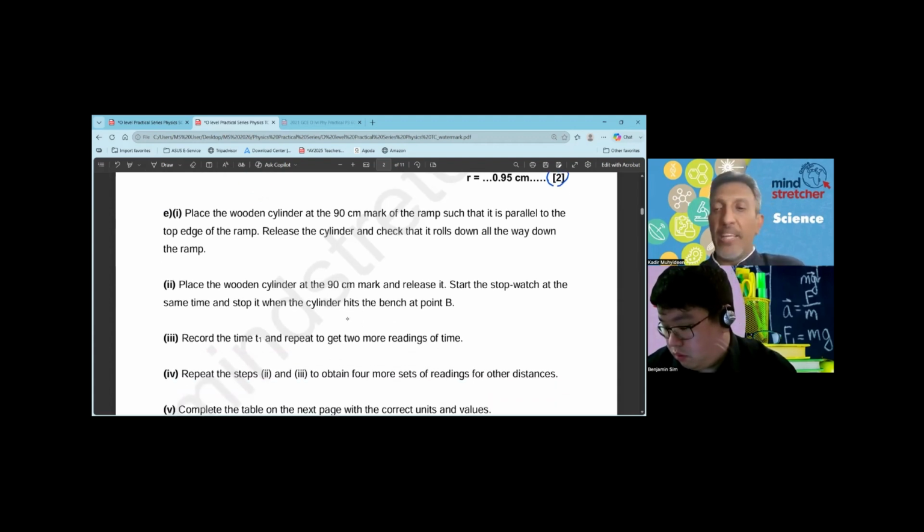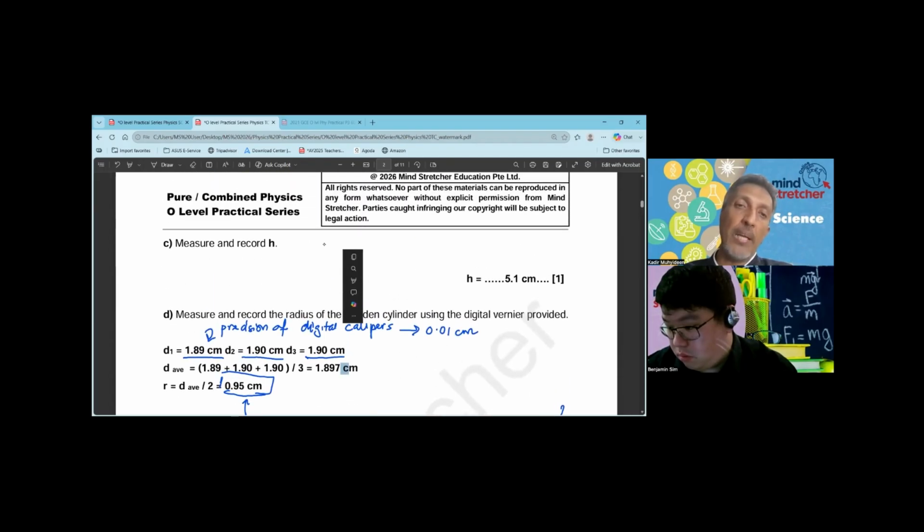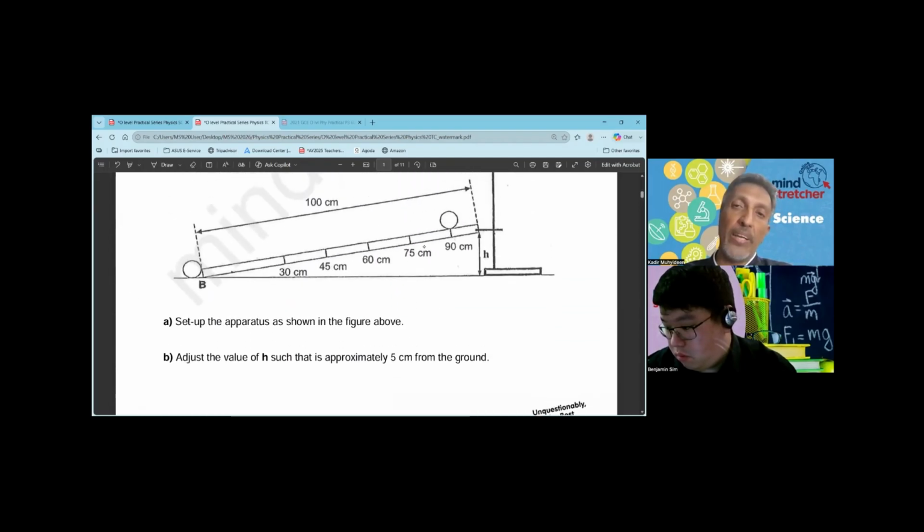Place the wooden cylinder at the 90 cm mark and release it. Start the stopwatch and at the same time stop it when the cylinder hits the bench at point B. So guys, basically what you're going to do is roll it down from the 90 cm mark, all the way to the end, and you start your stopwatch here and you stop it when it comes here.